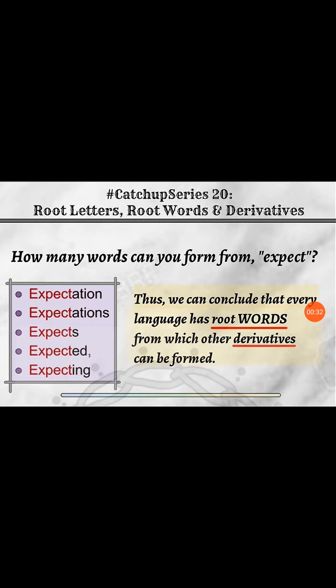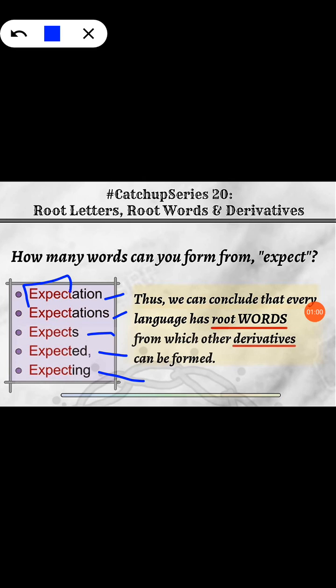Alright, now first of all, just as we always do, how many words can you form from the word expect? This is of course our English analogy that we always do. So you can form, for example, the word expectation, a noun, expectations, plural of this noun, expects, form of verb, expected, past tense, expecting, continuous, right? So you notice that the root word is the same, expect, all right? But by adding various suffixes, you can very easily form various derivatives, all right?